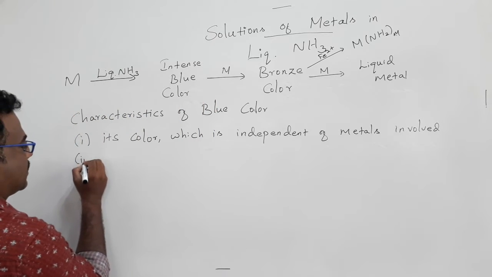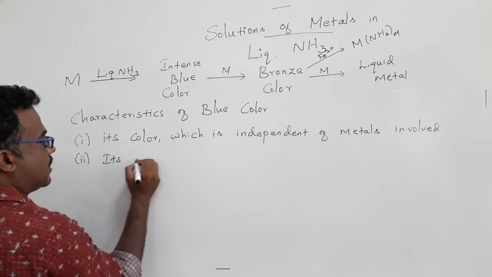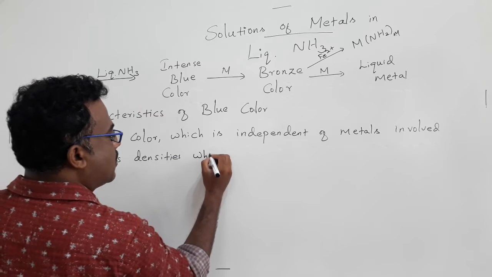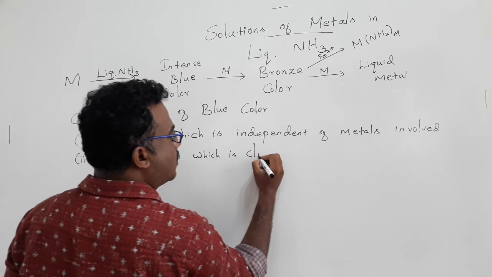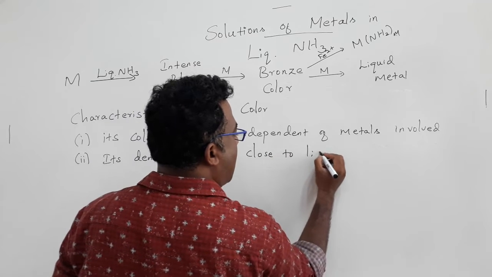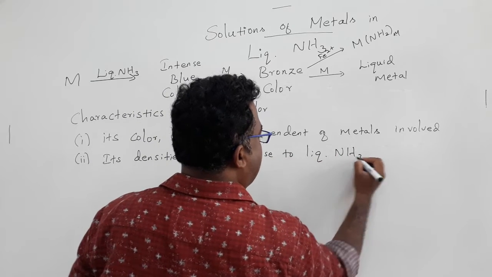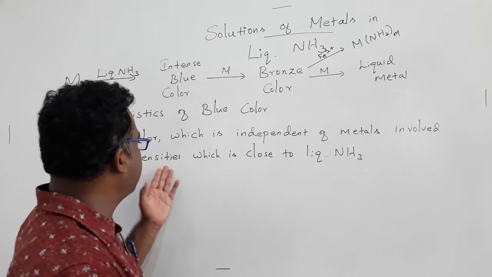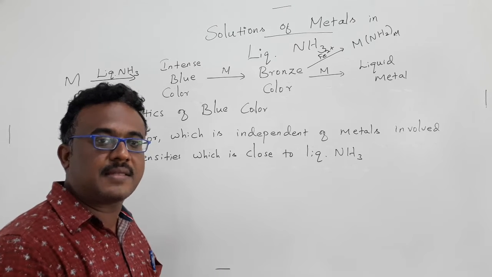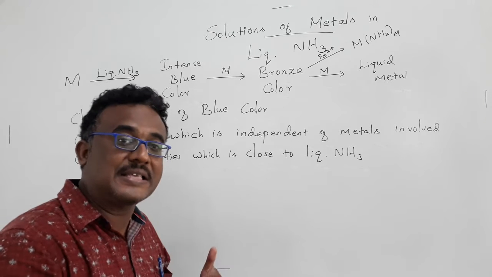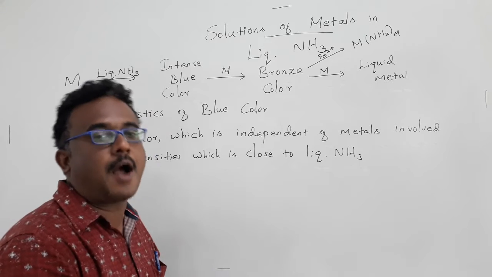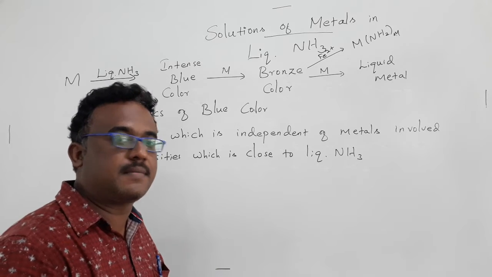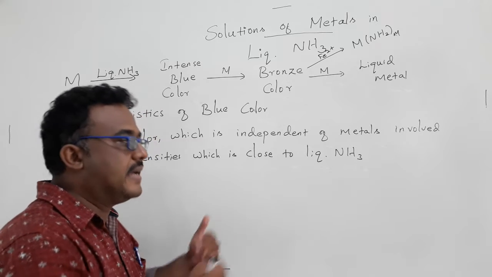Second feature is its density, which is close to liquid ammonia. Actually, when you add metal to liquid ammonia, we have to expect the density to increase. But actually there is no significant change in density; the density is actually decreasing. We expect high density, but density is coming down.